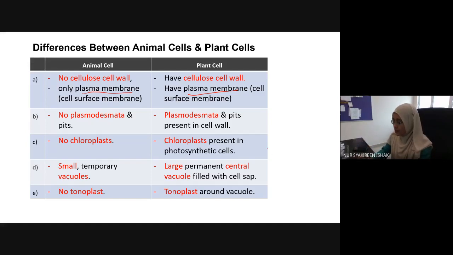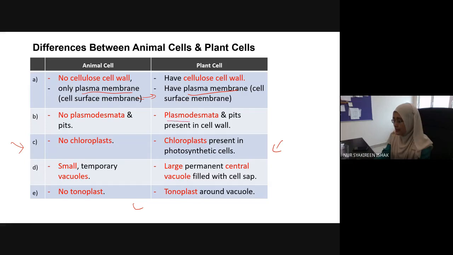So when the question asks you for differences, you have to do it in a table form. Okay, so you have to compare apple to apple lah. Jangan apple to pear. Walaupun facts dia betul, dia jadi salah. Okay, so make sure you write properly.